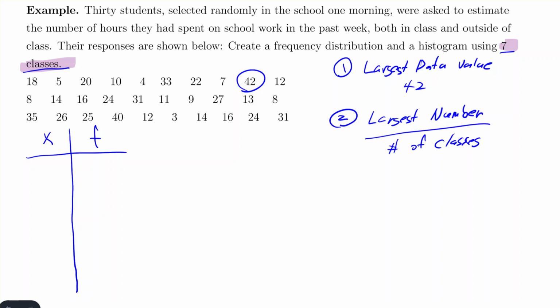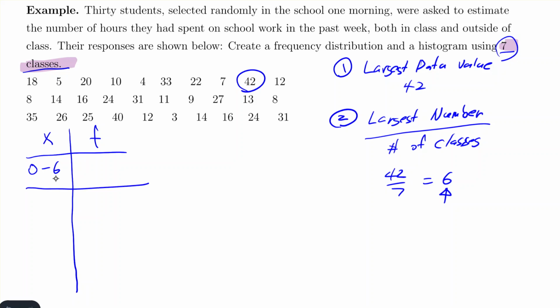Here we're using 7, which is picked by the problem. We can always choose manually. We can have 10 classes, 5 classes, depending on the data and on what we want to achieve. But here we're doing 7. So 42 divided by 7 is 6. What this says is that we have a width of 6 in each row. So instead of just putting one number here, like 3, we start from 0, and go from 0 to 6.